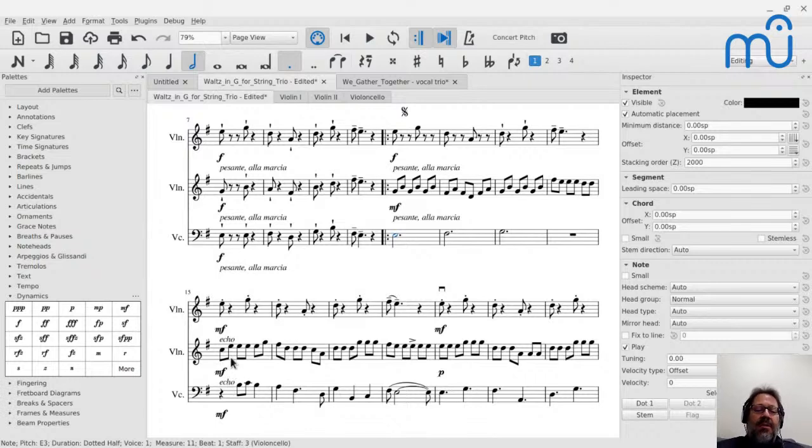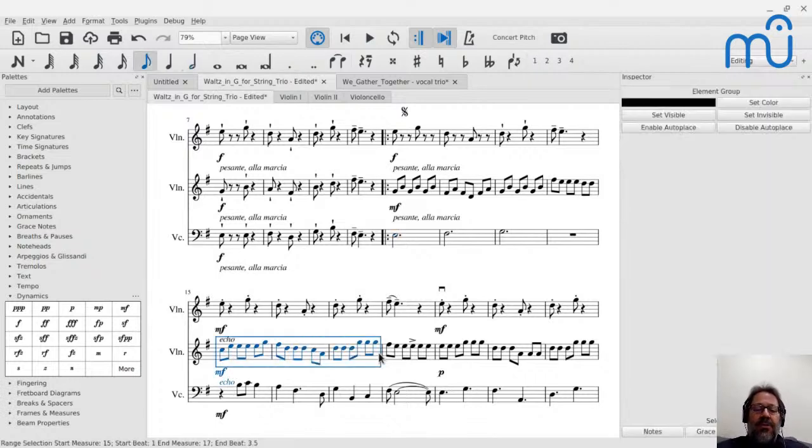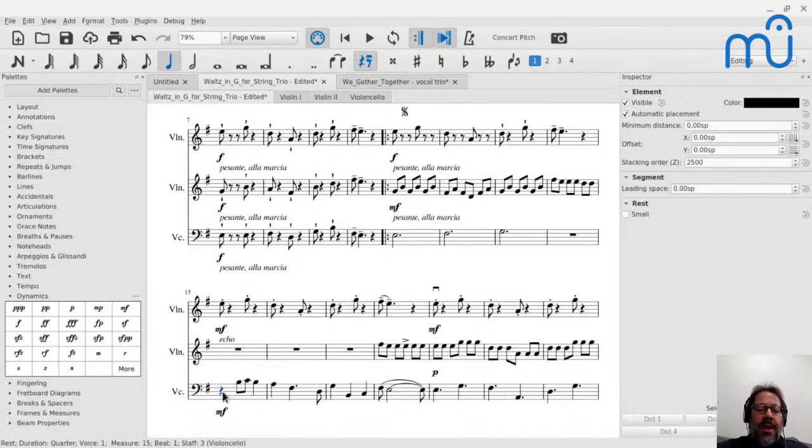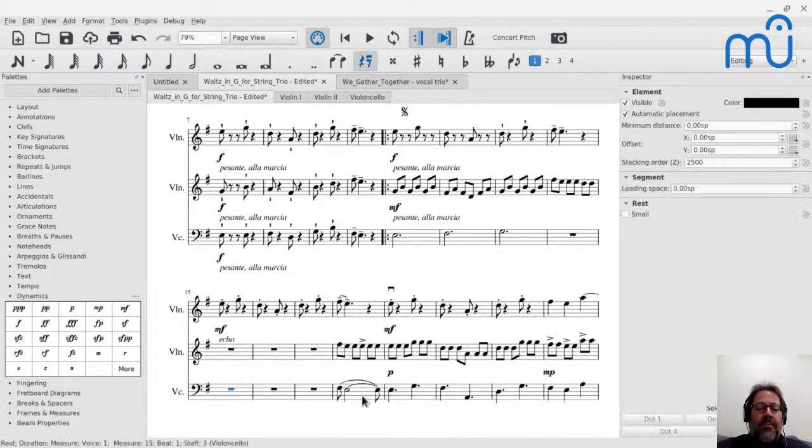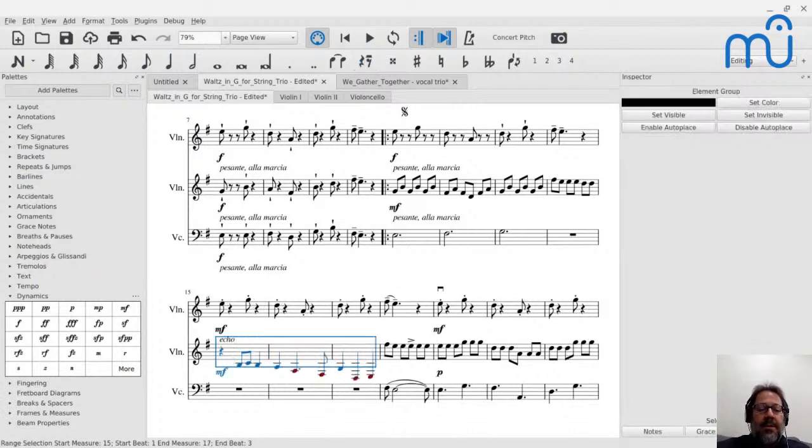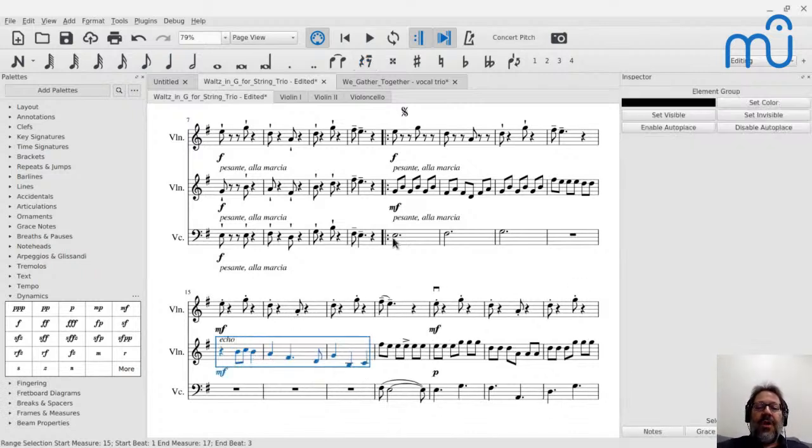So maybe the thing to do actually is lose this and move this line here up an octave so it's in the violin's range, and then give me my footballs back over here. And maybe I'm going to like this one.